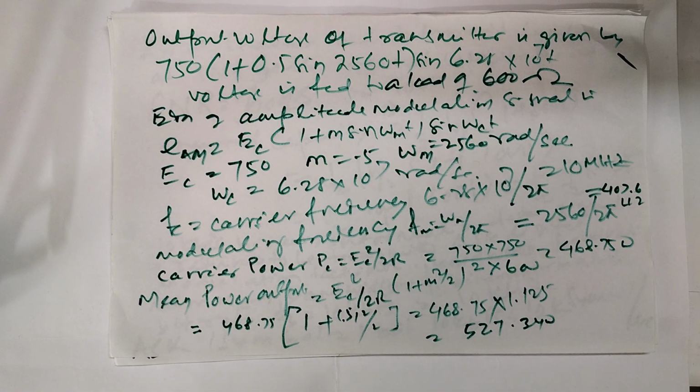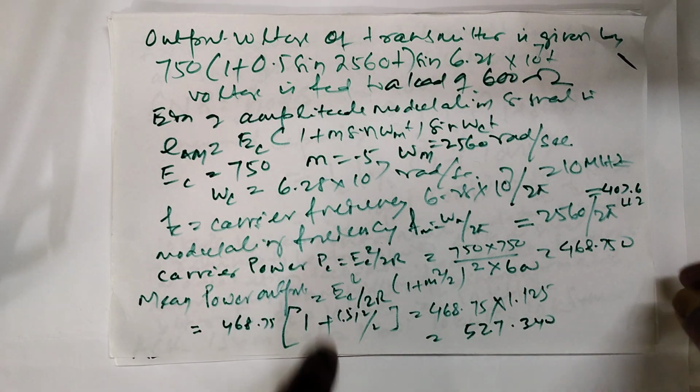Here one equation of an amplitude modulated signal is e = Ec (1 + m sin ωm t) sin ωc t. Here Ec is equal to 750, m is 0.5, ωm is 250 rad per second, and ωc is given. So you have to calculate the carrier frequency ωc divided by 2π and the modulating frequency ωm by 2π, the carrier power E squared by 2R and the mean power E squared by 2R (1 + m squared by 2). Here m is 0.5. So the answer is 530, based on the formula.